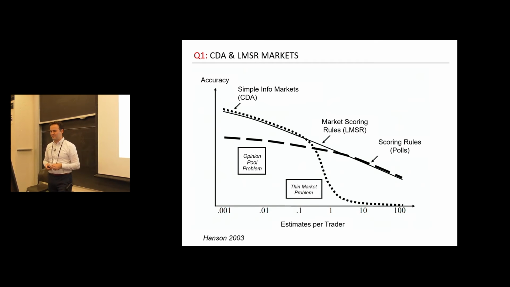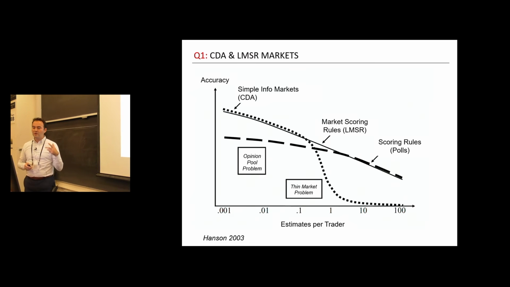So when Robin Hanson developed market scoring rules, he thought that market scoring rules can combine the best of the simple information market, as he called it, or continuous double auction market. So when there are many traders for every question, you have enough liquidity, and LMSR and CDA markets would do really well. But when there are very few traders per question, or very, very many estimates that a trader needs to make, then scoring rules are better because you get into the thin market problem.